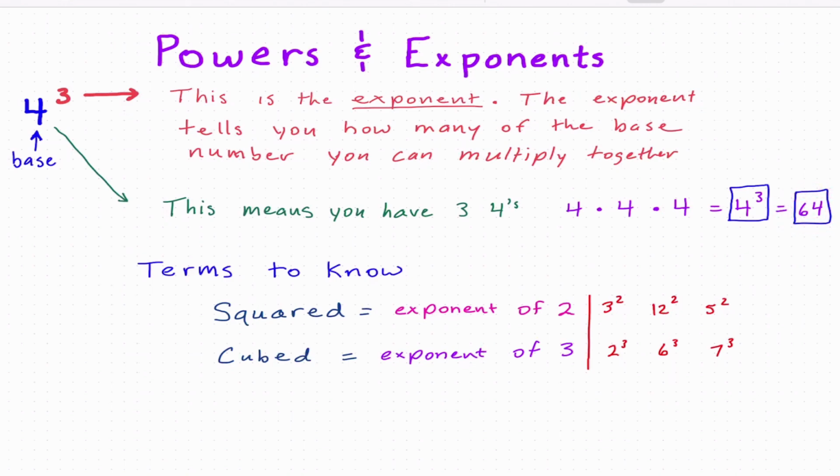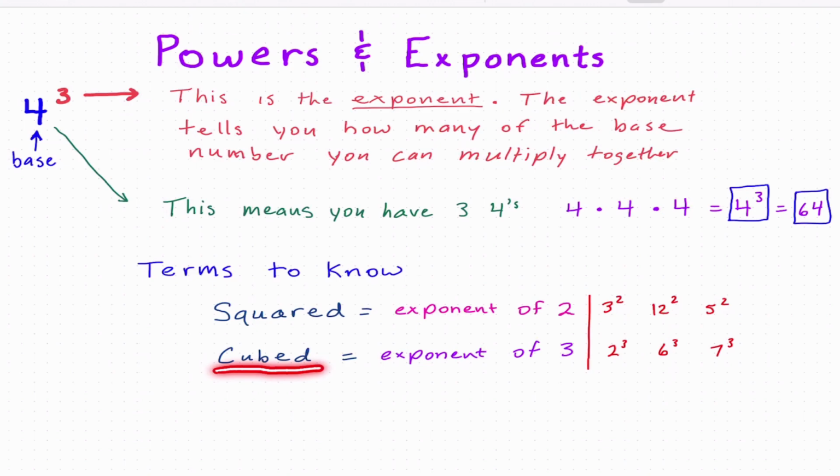Some terms to know when dealing with powers and exponents. The term squared. If you hear that, I could say 4 squared, and that would mean it's going to have an exponent of 2. Some examples here are 3 squared, 12 squared, 5 squared. All of them are going to have an exponent of 2. That's what squared means. It has an exponent of 2.